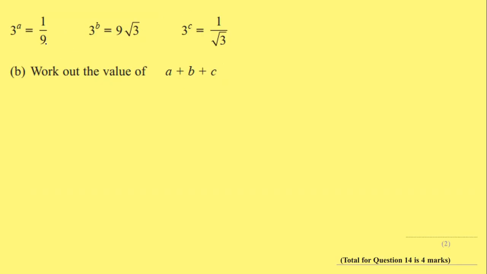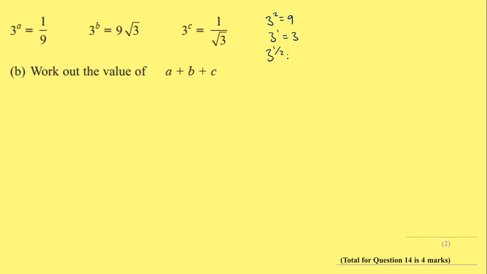3 to the power of A equals 1 over 9. 3 to the power of B equals 9 root 3. And 3 to the power of C equals root 3. Now there are things that you need to know to start with. First off, 3 squared is equal to 9. That's handy. 3 to the power of 1 is equal to 3. That might be handy. It doesn't actually work out to be.